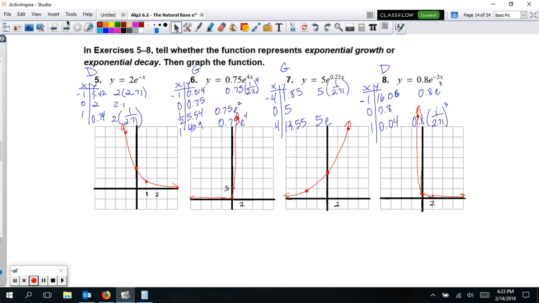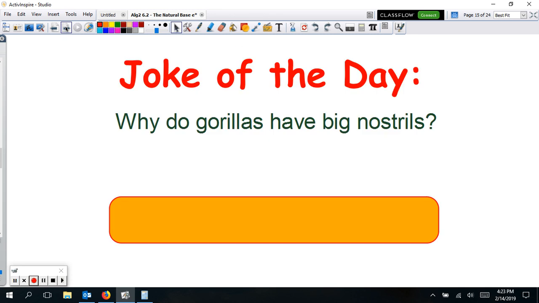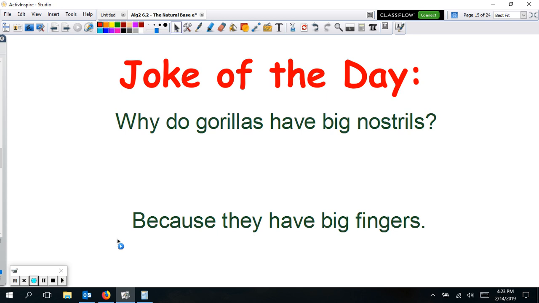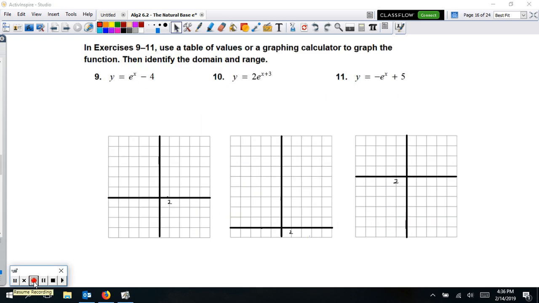All right, let's move on to a little joke of the day. So why do gorillas have big nostrils? You ever thought about that? Why do gorillas have big nostrils? Well, because they have big fingers. That's why. Always a funny one. And a little bit gross too at the same time.